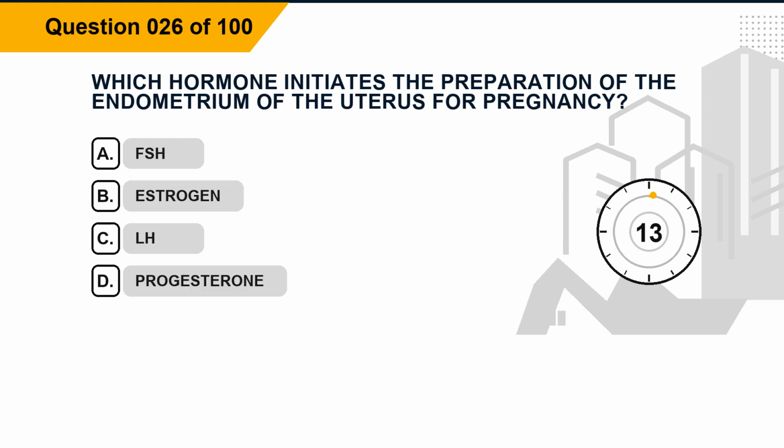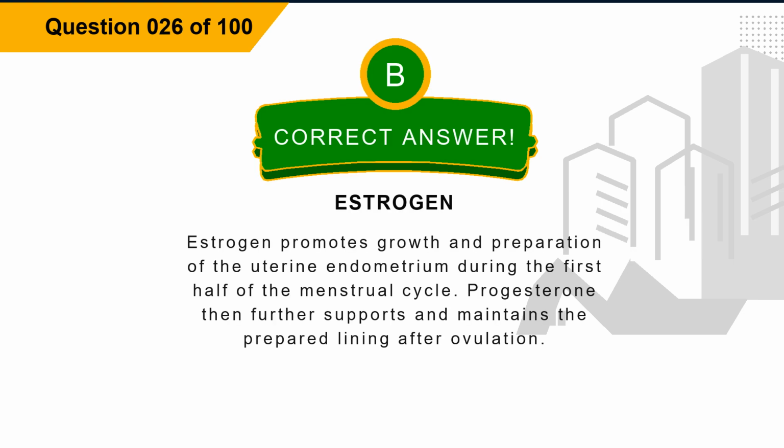Question 26. Which hormone initiates the preparation of the endometrium of the uterus for pregnancy? Option A, FSH. Option B, estrogen. Option C, LH. Option D, progesterone. The correct answer is option B, estrogen.